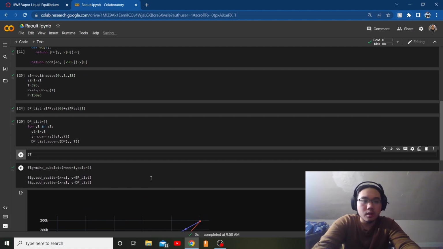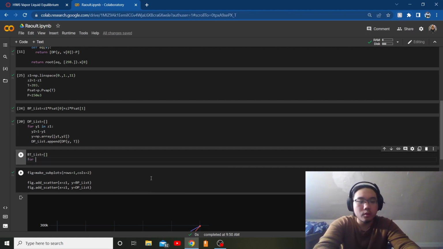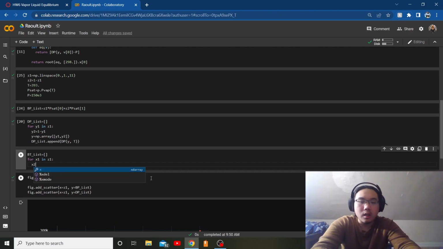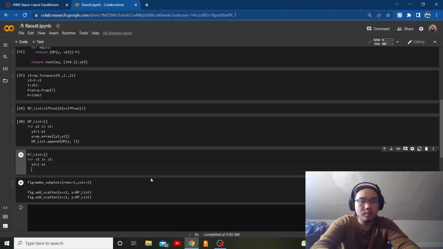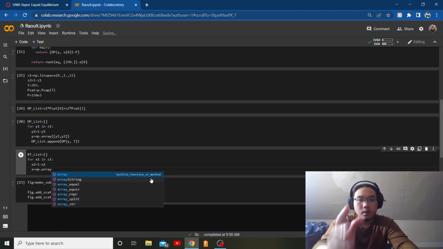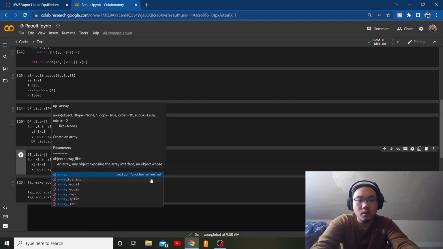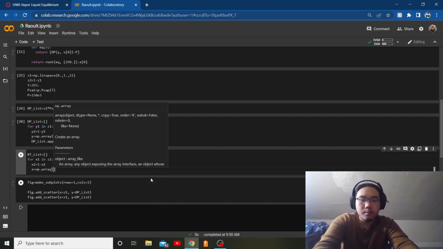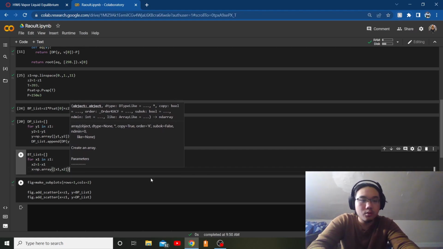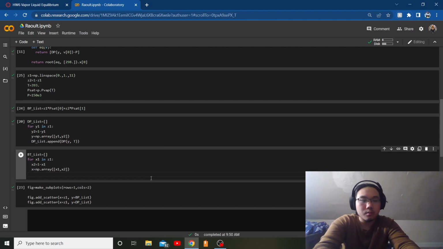And so let's start with bubble temperature: an empty list, and we'll do it for x1, liquid, in z1. Same thing: x2 is simply the difference between 1 and x1. Then we'll create an array of the two so that we have our two mole fractions for our function to sum: x1, x2. And now we would just want to call our function at x at the pressure that we already defined before, and we want to append it to this list.